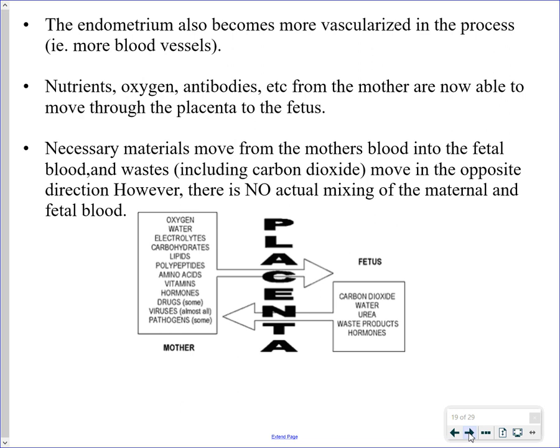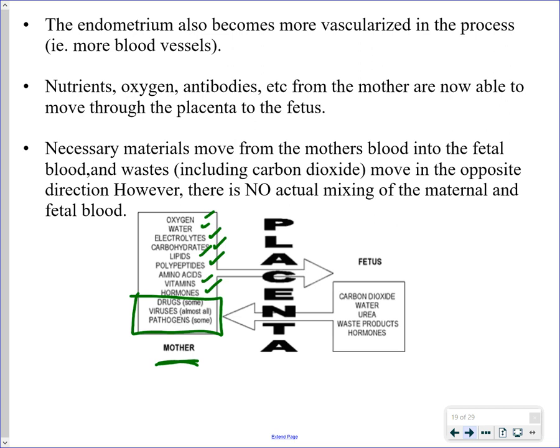I'm not going to read through all of these points here. I pretty much summarized most of this, but the picture at the bottom as well shows a whole bunch of things that are going from the mother to the fetus. So oxygen, water, electrolyte salts like sodium, calcium, potassium, carbohydrates, the glucose, lipids, fatty acids, polypeptides, the amino acids, vitamins, minerals, hormones as well, and some other things.